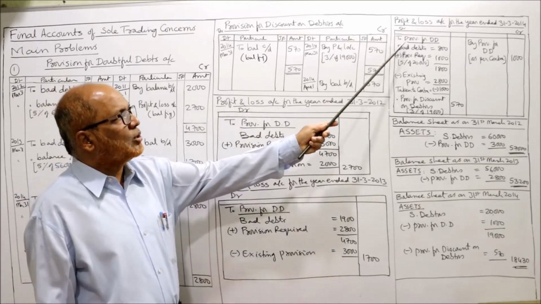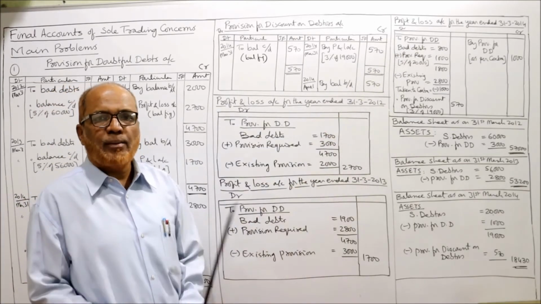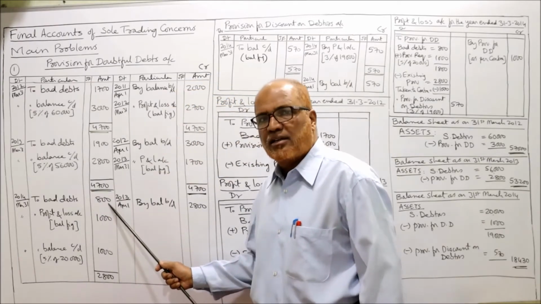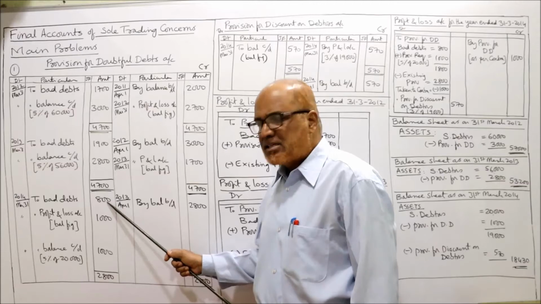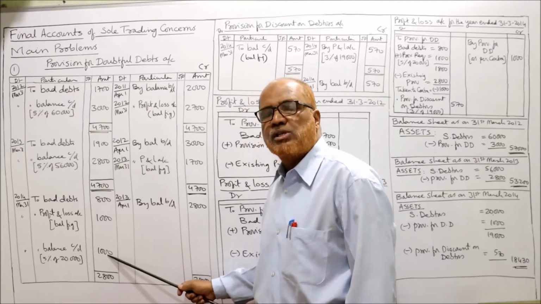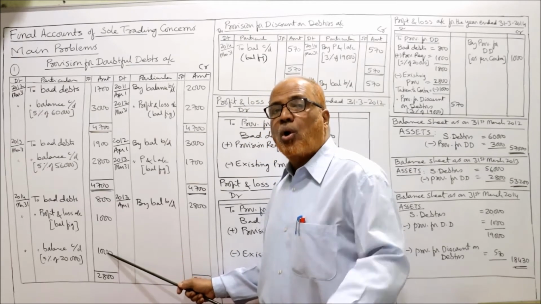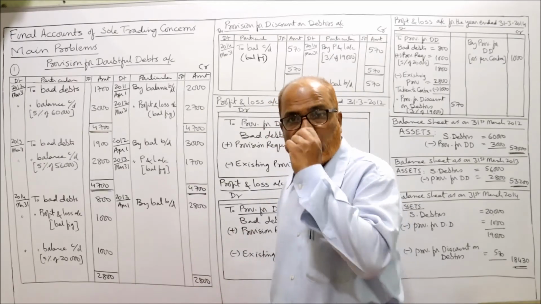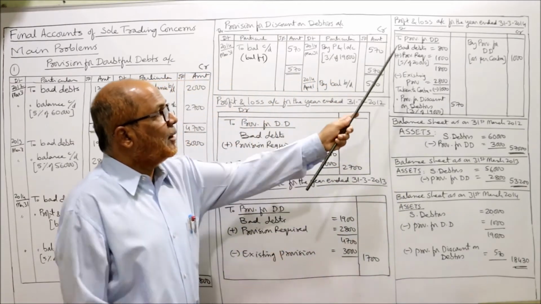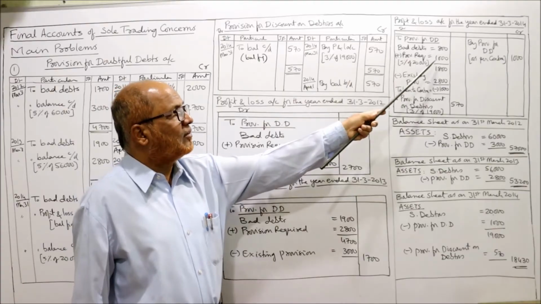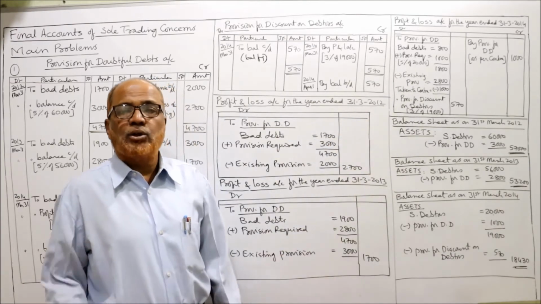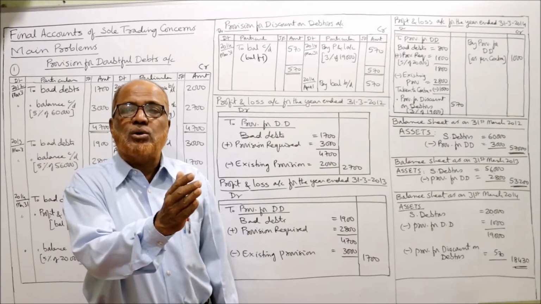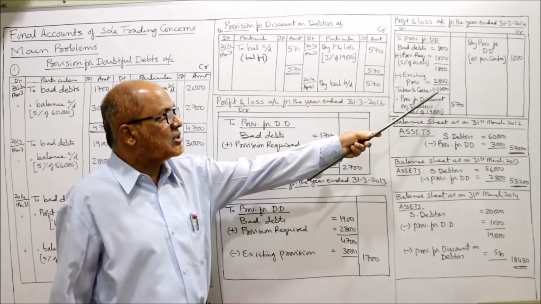Now see here, debit side, to provision for doubtful debts. How much are the bad debts for the last year? 800. New provision is 1000. Bad debts 800, new provision 1000, 1800, minus old provision. Old provision is 2800. So here what I have written: bad debts 800, new provision 1000, total 1800, existing provision 2800. So 1800 minus 2800, you will get minus 1000.